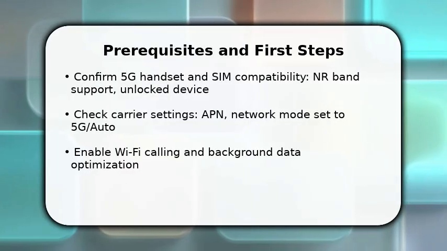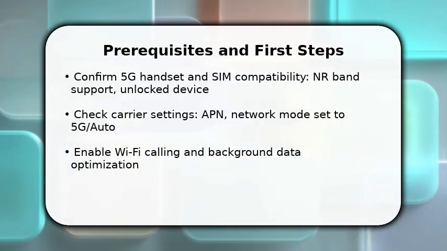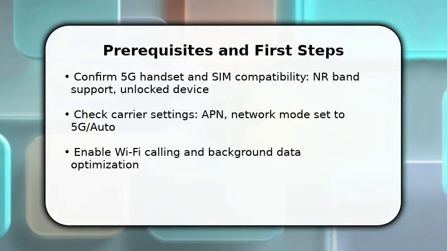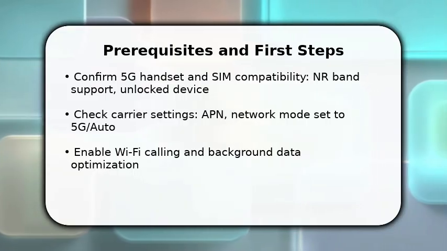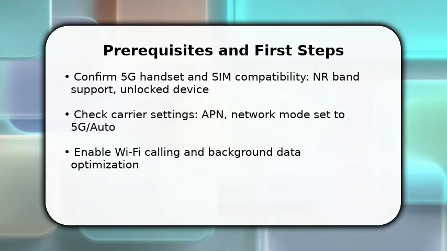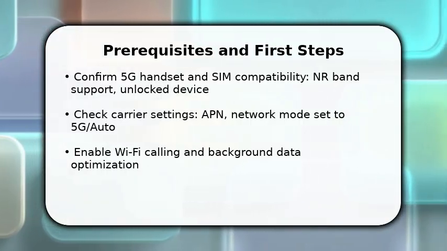You start by verifying essential prerequisites so the method works. Confirm your phone is 5G capable and unlocked, and the SIM supports NR bands. This matters because hardware and provisioning enable 5G. Once done, open network settings and switch preferred network to 5G or auto. Adjust APN if needed to match carrier defaults.